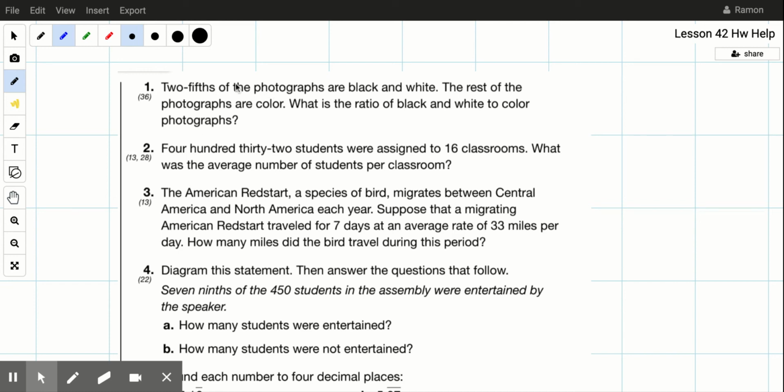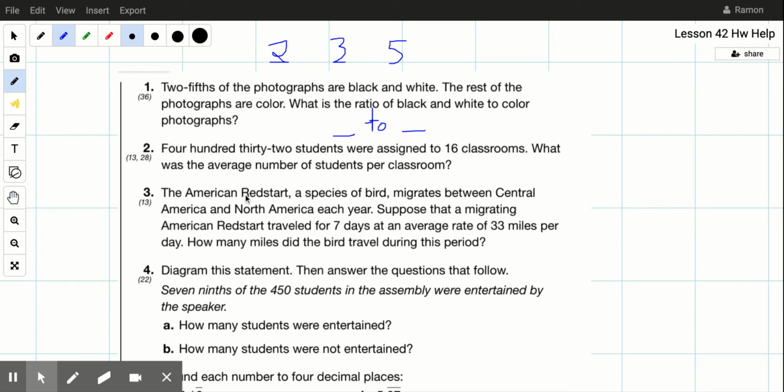Let's get started. 2/5 of the photographs are black and white. The rest of the photographs are color. What is the ratio of black and white to color photographs? So we have 5 total photographs, right? Two of them would be black and white, and then the remaining ones would have to be in color. So black and white to color would just be comparing the two black and white ones to the color photographs, which is 3. And we just have to write it as a ratio comparing the two values.